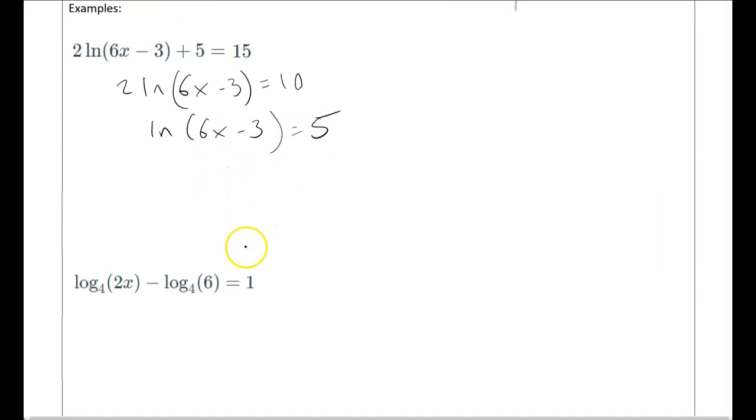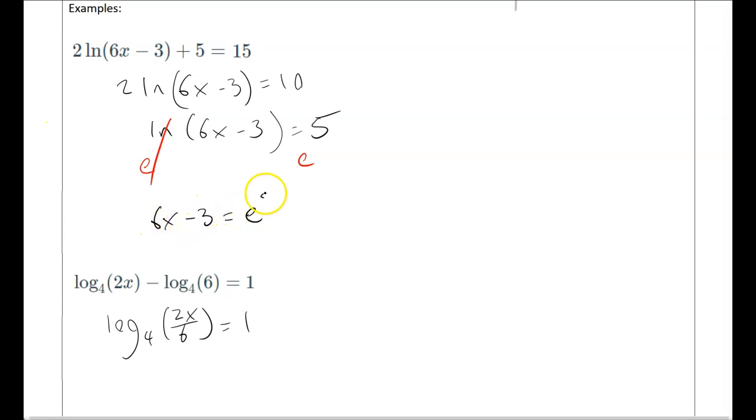And then same thing over here. I'm going to start by condensing my logarithm. So I have a difference of logs. That means I have a quotient on the inside. And then I have a single logarithm isolated. From there, I can use an inverse operation. So what that will look like, right, is I will raise both sides to the power of e because natural log is the opposite of e. And then I will just be left with 6x minus 3 equals e to the 5th power.